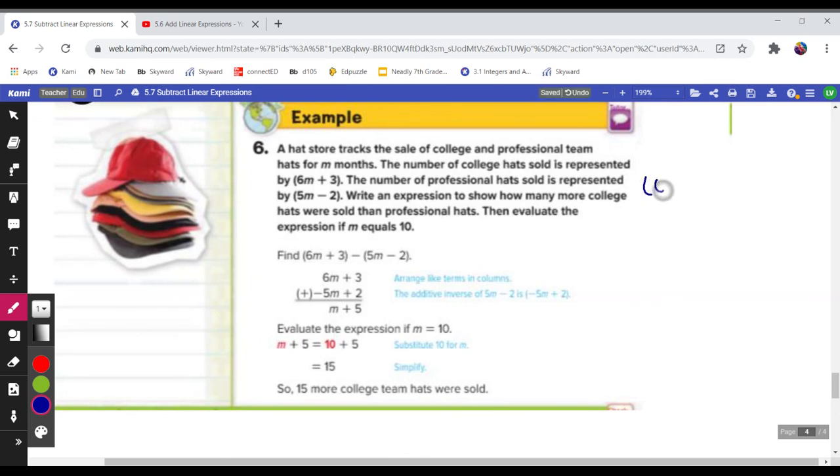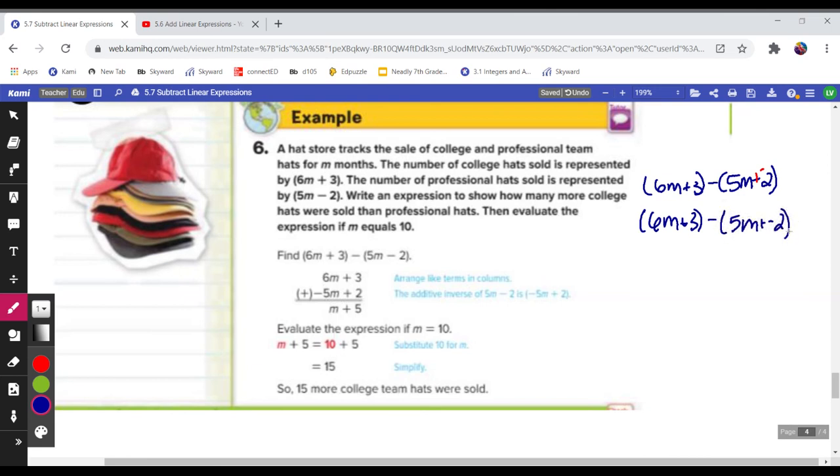So we're taking the quantity 6M plus 3, which is the number of college hats, and we are subtracting the quantity 5M minus 2, which are the professional hats. So there is subtraction, so I'm going to add and make that a negative 2. Adding, making that a negative 2. So I'm going to rewrite that. The quantity 6M plus 3 minus the quantity 5M plus negative 2.